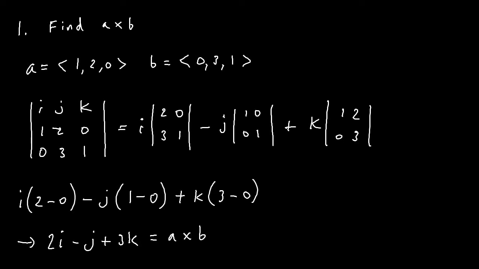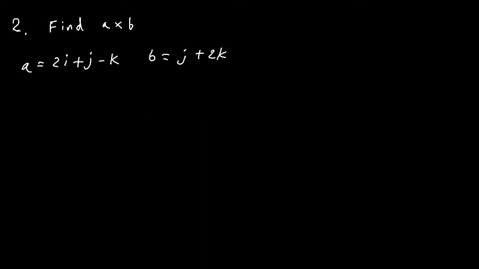So realize that unlike the dot product where the result gives you a scalar value or some multiple or constant, the cross product will actually give you another vector. So that is the final answer. So for number 2, A equals 2I plus J minus K, and B equals J plus 2K.